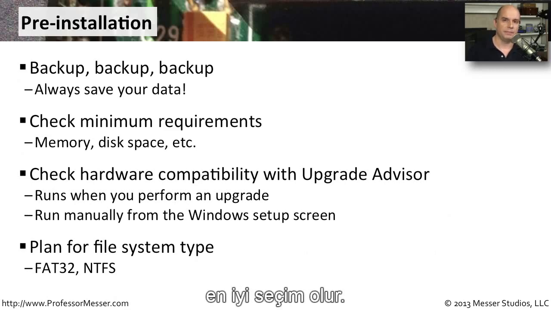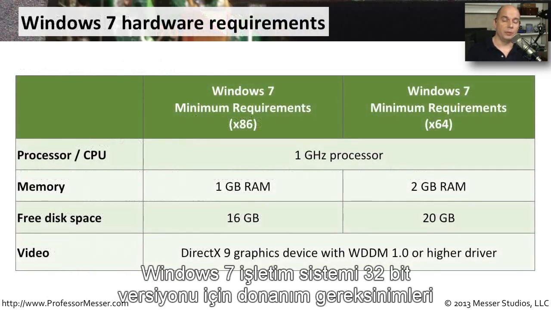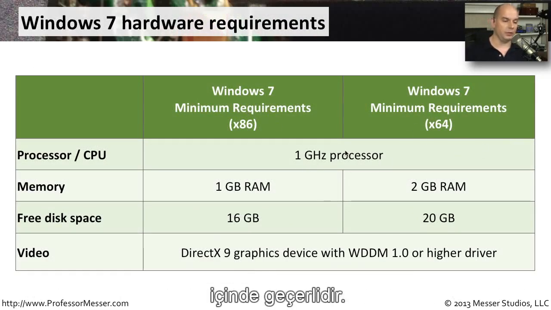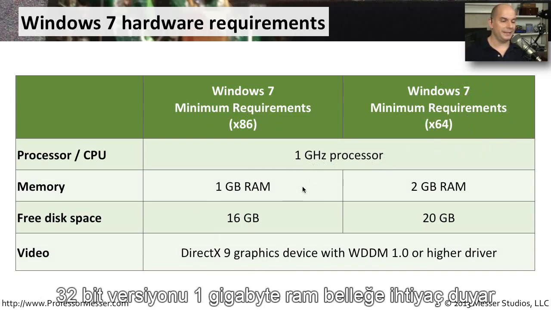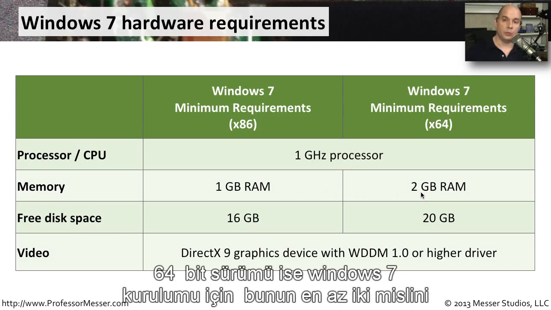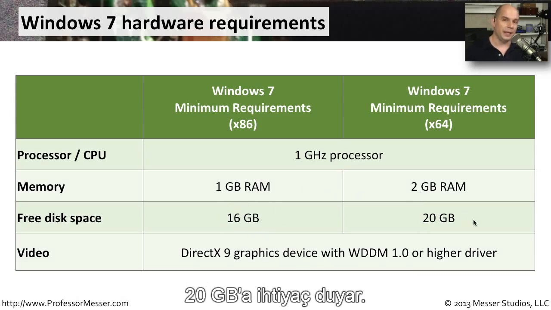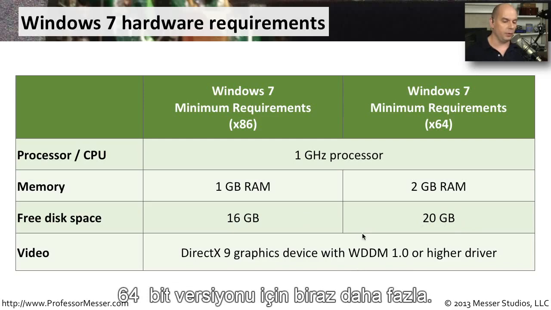For Windows 7, the hardware requirements for the 32-bit version is a 1 GHz processor. That's also the minimum for the 64-bit version. The 32-bit version needs at least 1 GB of RAM. The 64-bit version needs twice that to be able to have a minimum installation of Windows 7. We need 16 gigabytes of free disk space. We need 20, a little bit more, for the 64-bit version.